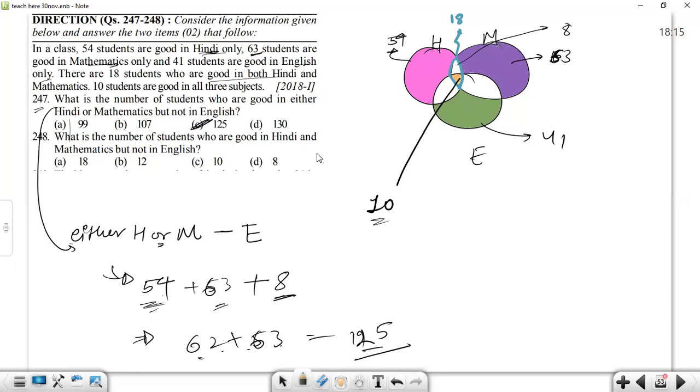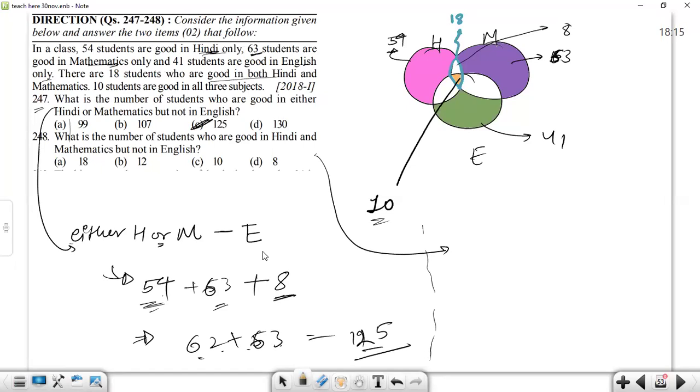Now if we talk about this question, what is the number of students who are good in Hindi and mathematics? The students must be good in Hindi and mathematics, but not English. So now tell me, it's very easy. The students have to be good in Hindi and mathematics both, so like the intersection, but not in English. So in that intersection, the number of students who are interested in English should be subtracted. Any guesses?